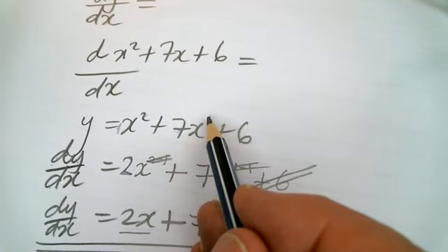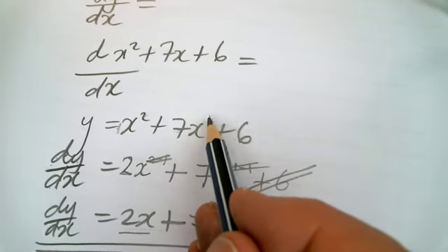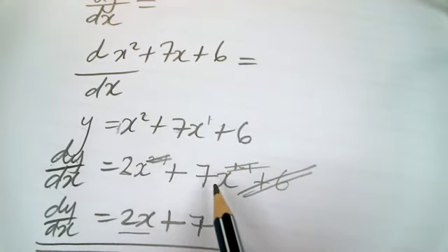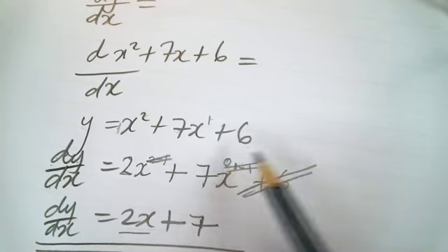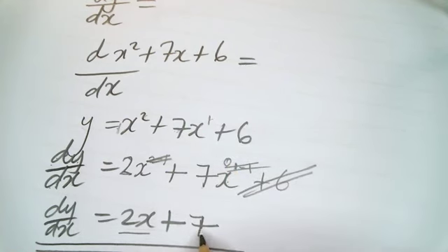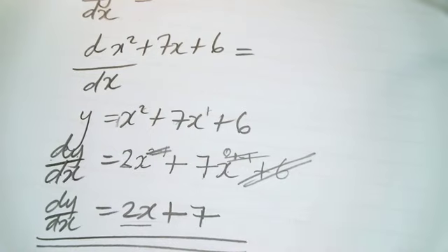And I'm going to reduce the power by 1. What is 1 at the moment? I'm going to reduce it by 1. Well, 1 minus 1 is 0, so it's 7x to the power of 0. And 7x to the power of 0, I'll put a 0 there. Anything to the power of 0 is 1, so it's 7 times 1. And 7 times 1 is 7, and the 6 falls away. And that's how we differentiate.